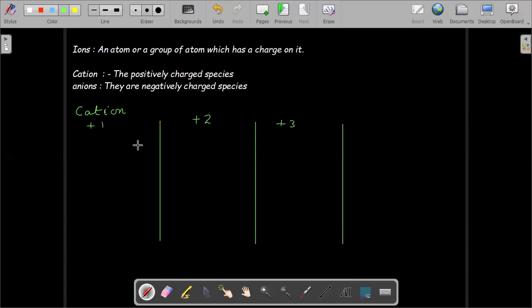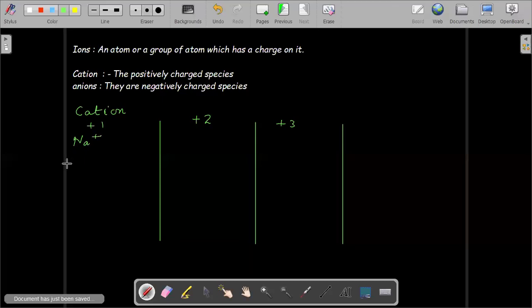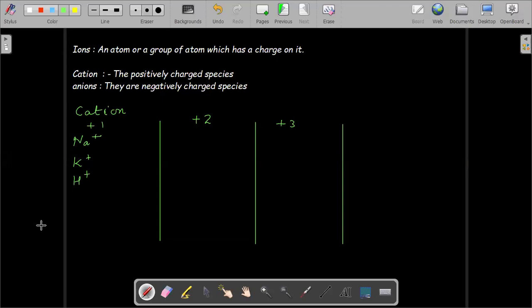The atoms or groups of atoms which have the charge of +1: the sodium ion, Na plus, has a charge of +1. The potassium ion has a charge of +1. The hydrogen ion also has a charge of +1. So these were the single atoms which have a charge of +1. Apart from them, you have groups of atoms also which have a charge of +1, for example the ammonium ion, NH4 plus.